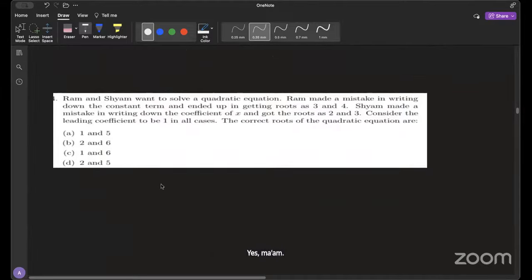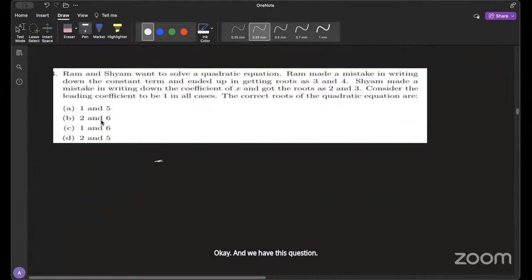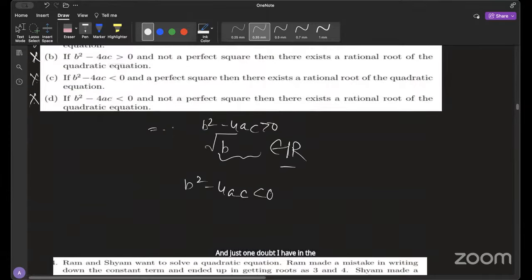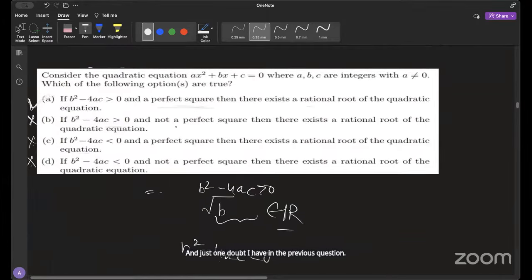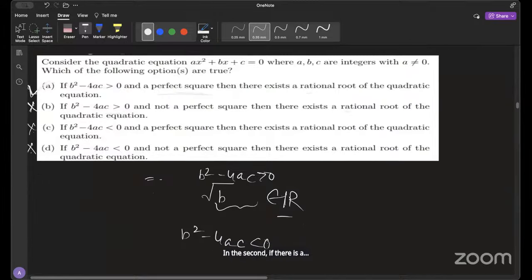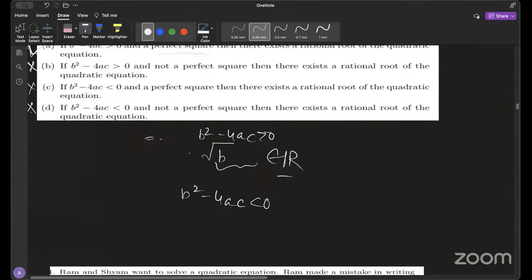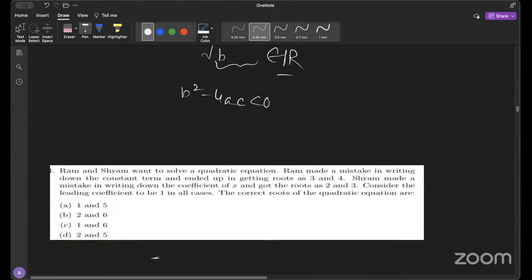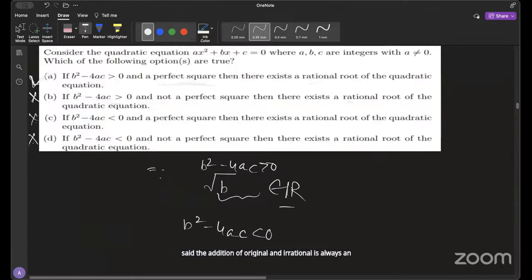Yes, ma'am, we have this question. Just one doubt I have in the previous question. If in the second option it is said that there exists an irrational root, then it is the right one now. If this was irrational, then this would be a correct option, since the addition of rational and irrational is always an irrational number, so that's why.